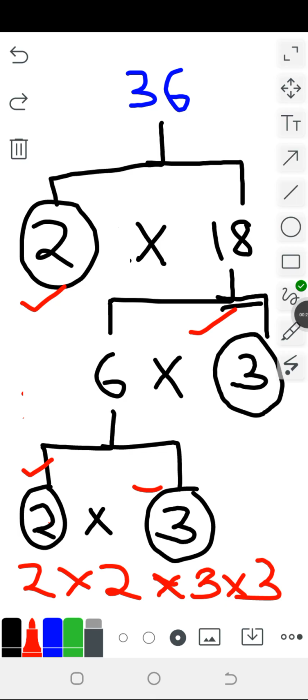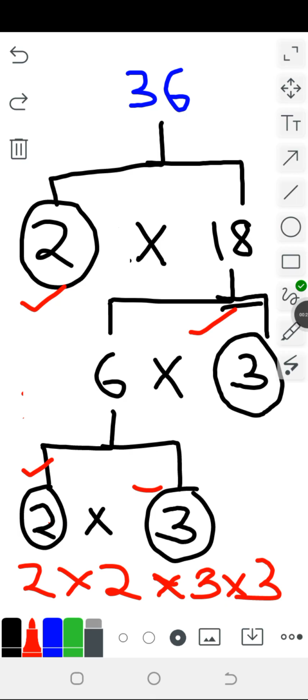Now, 2 times 2 times 3 times 3 is the same as what we got when we used the long division method in our previous example. So now let's confirm to see if when we multiply those numbers together, it will give us 36. Let's go.